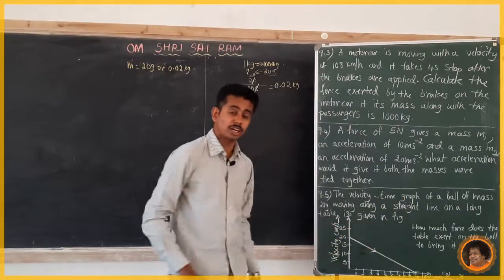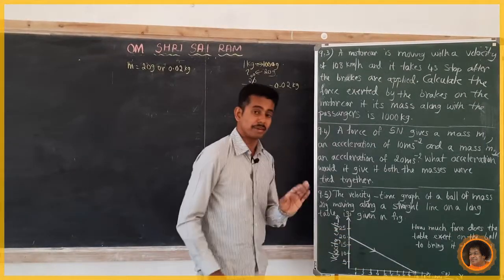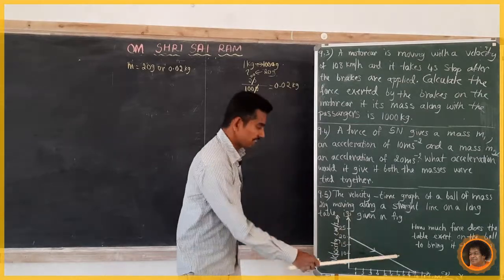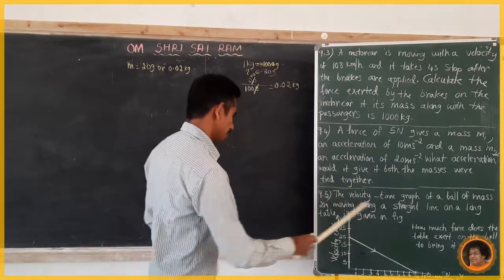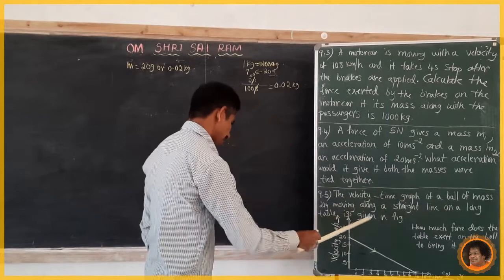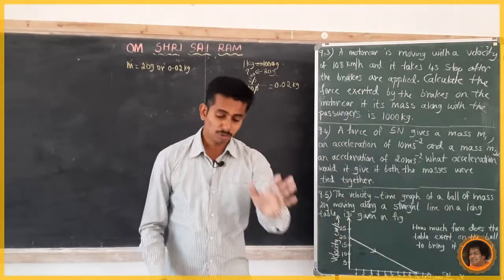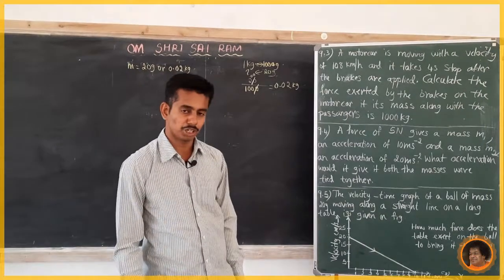After that, it is moving along a straight line. Moving along a straight line means the velocity is the same, it does not accelerate. So it moves in a straight line, as given in the figure. Now tell me, what is the final velocity and what is the initial velocity?